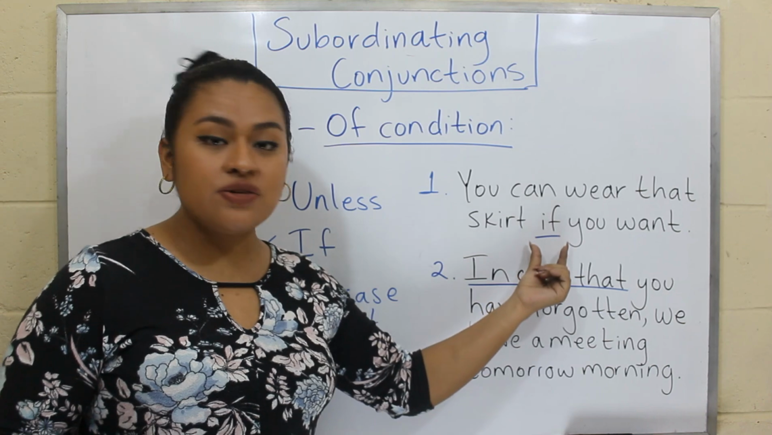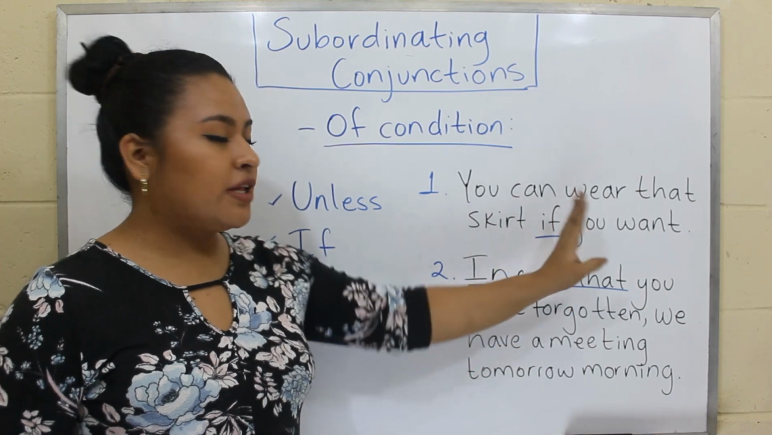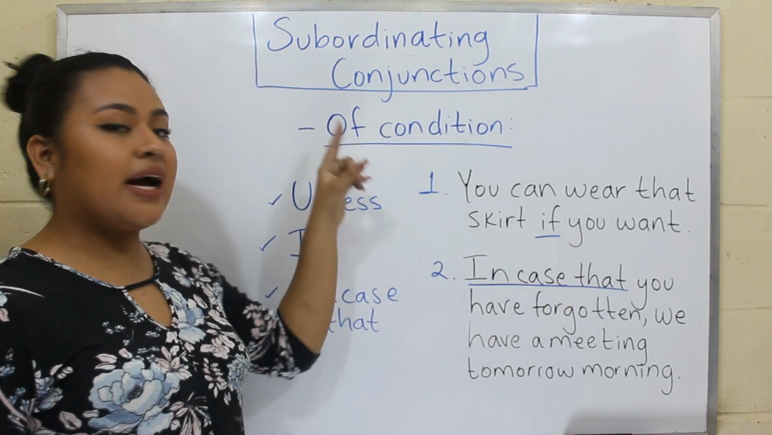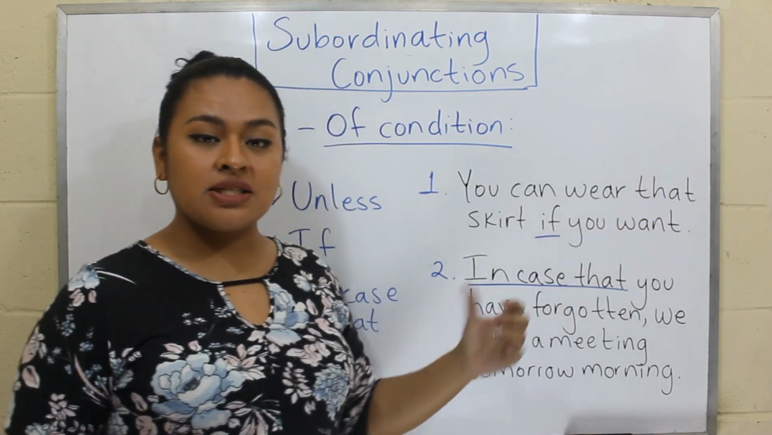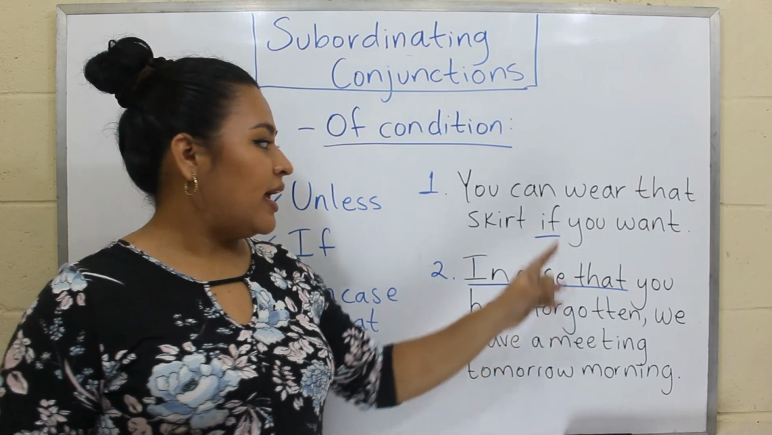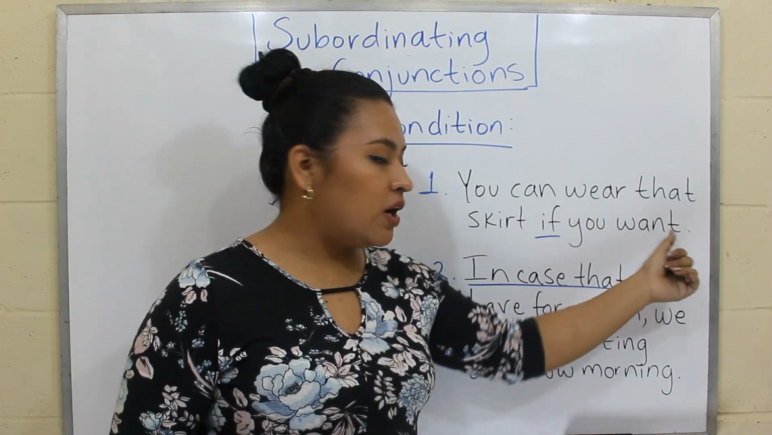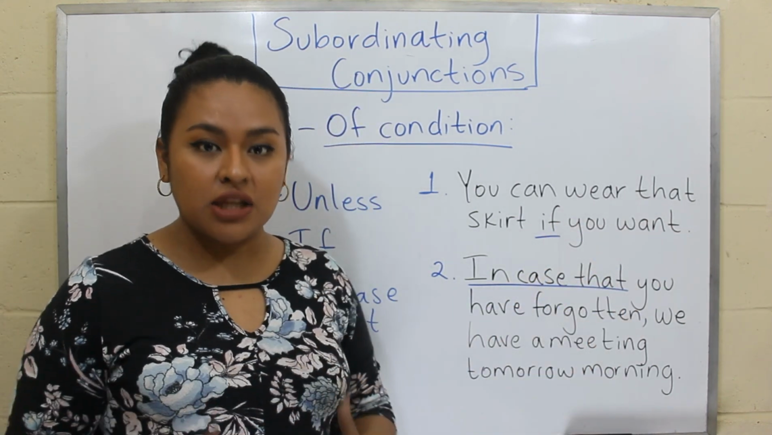We are using the subordinator if in the middle of the sentence to indicate a condition. First we have you can wear that skirt as the main clause. And finally we have you want as the subordinating clause.